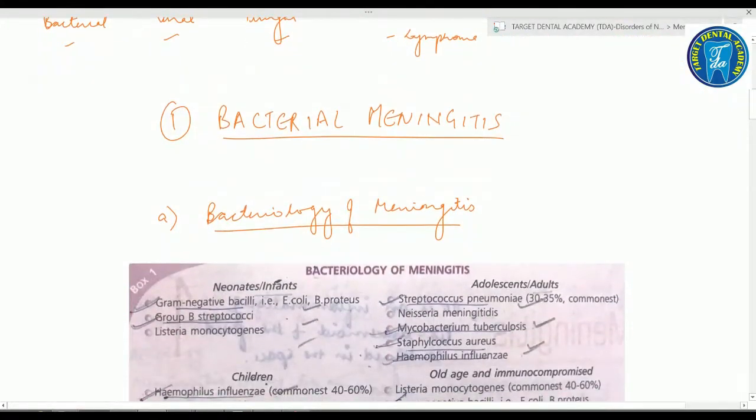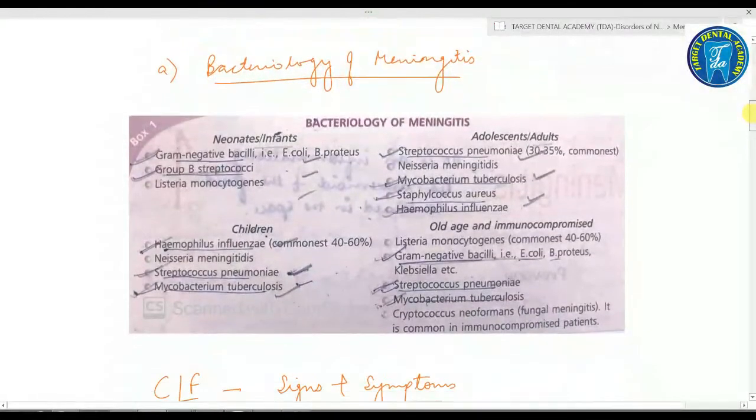Now first we are talking about the bacterial meningitis. So in this, the bacteriology of the meningitis is very important. The commonest cause in neonates and infants is gram-negative bacilli, which is E. coli and Proteus, group B streptococci, and Listeria monocytogenes. In children, the commonest cause is Haemophilus influenzae. Fine. And in adults and adolescents, the commonest cause is Streptococcus pneumoniae, and also Mycobacterium tuberculosis.